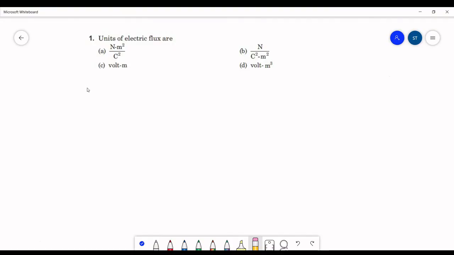So in this question we have to find the units of the electric flux. We already know that from Gauss law phi is equal to integral E bar dot ds bar. Here we already know the units of electric field. Electric field units will be volt per meter and area units will be meter square. So here unit of flux will be volt into meter, which will be option C.